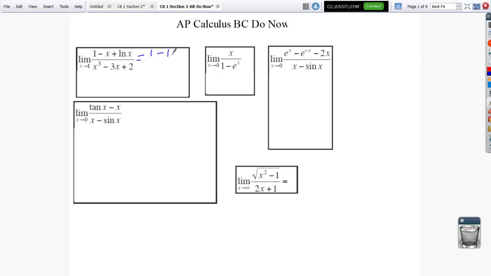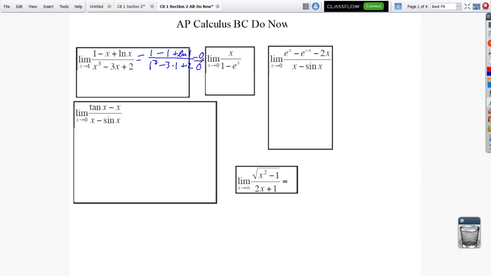So we see 1 minus 1 plus ln of 1, I'm just plugging in right here, over 1 cubed minus 3 times 1 plus 2. So evaluating that, 1 minus 1 is 0, ln of 1 is 0. So we get 0 over 1 cubed minus 3, which gives me negative 2, plus 2 gives me 0. So this is calling us back to that indeterminate form that we had way back in Chapter 2.